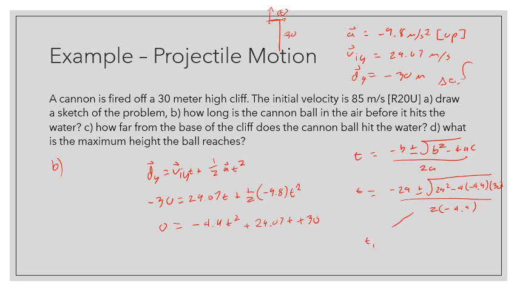t1 is equal to negative 0.89 seconds. t2 is equal to 6.8 seconds. We know that t1 is inadmissible because you can't have negative time. So we know that the time is 6.8 seconds. We can write a statement: therefore, the ball is in the air for 6.8 seconds.